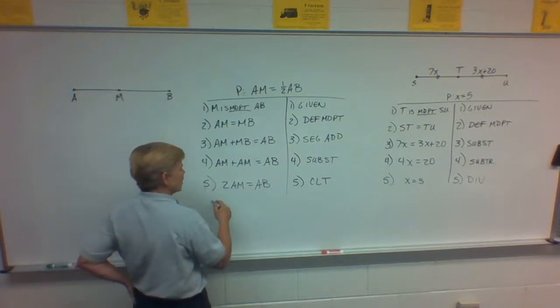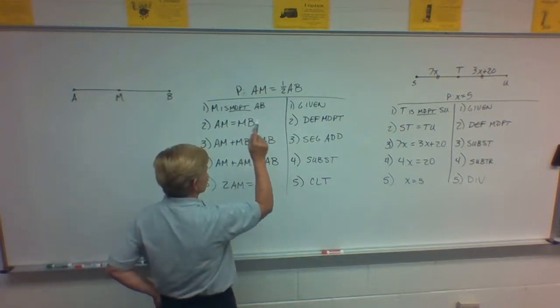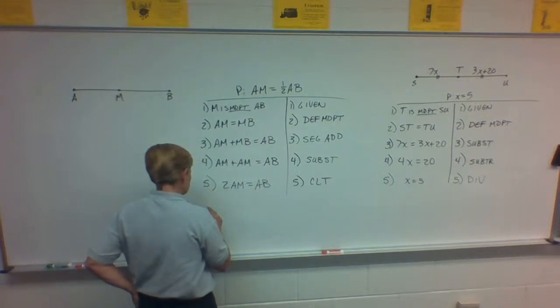We're very, very close now. I have AM on the left and AB on the right, but I got the wrong things. What have I got to do? Divide.